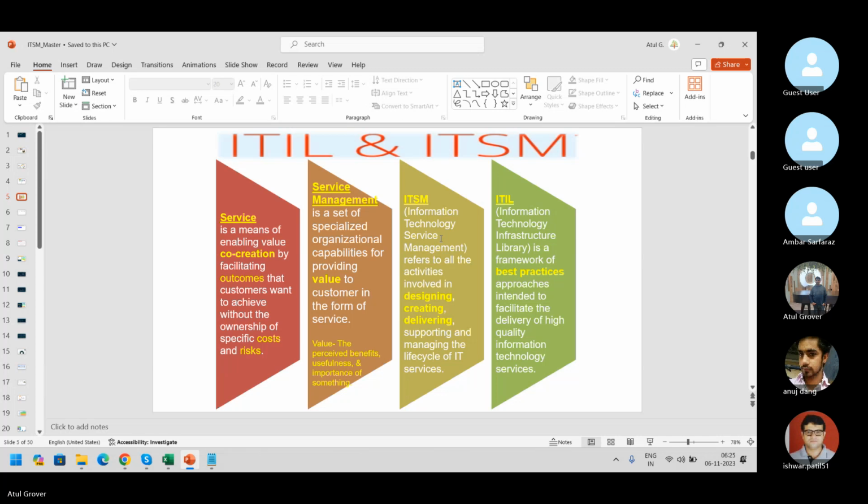ITSM, IT service management. I'm not talking about anything else here. Coffee, chai, these services I'm not talking about. I'm talking about IT services: incident, change, problem, request, knowledge, CMDB, CSDM. These are the services I'm talking about. From where to start and how to end, those come under the ITSM domain. How to design, how to create, how to deliver.